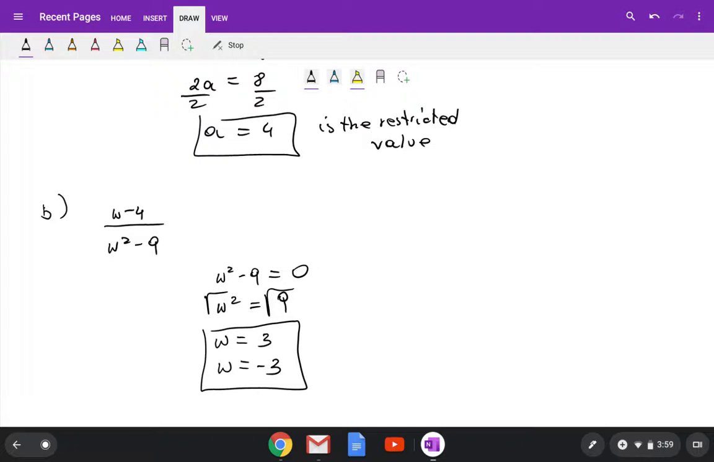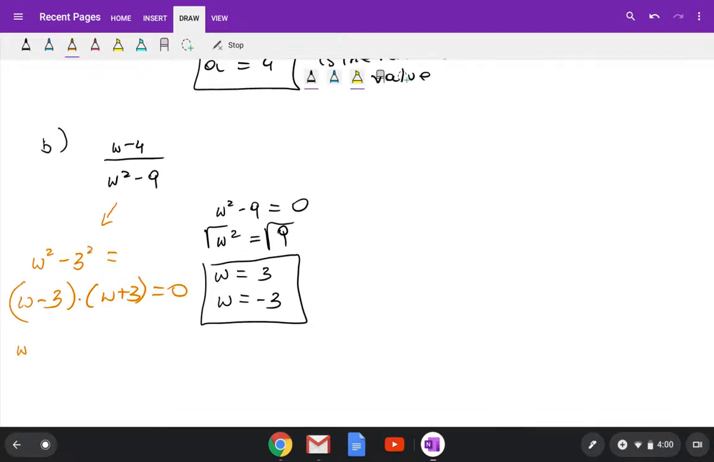I want to review that you could also factor w squared minus 9, because this is the same as w squared minus 3 to the second power, which you can factor as w minus 3 times w plus 3. And then you make your denominator equal 0, and you're solving two equations. w minus 3 equals 0, w plus 3 equals 0. And we're getting w equals 3, w equals negative 3. So that's another way to solve this quadratic equation.